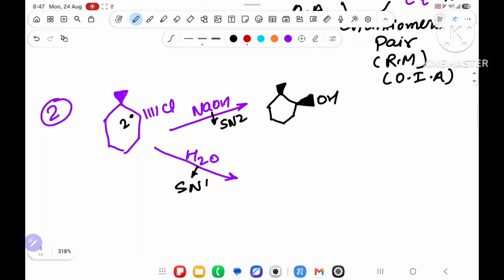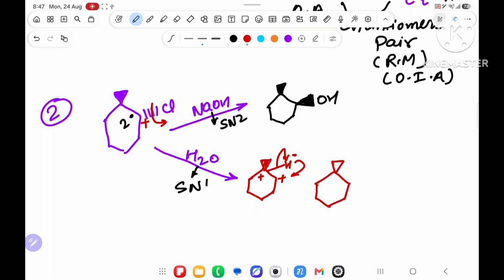For here, what will you do? First you will remove Cl, then it will become a carbocation. After getting the carbocation, it will do rearrangement. Over here hydrogen is there, it will break as H minus, this will become plus, and hydrogen will come here. Don't say wedge and dash directly. So rearrangement happens. After rearrangement, it will become positive, and on this positive the OH will attack, and what will you get over here? The OH product.